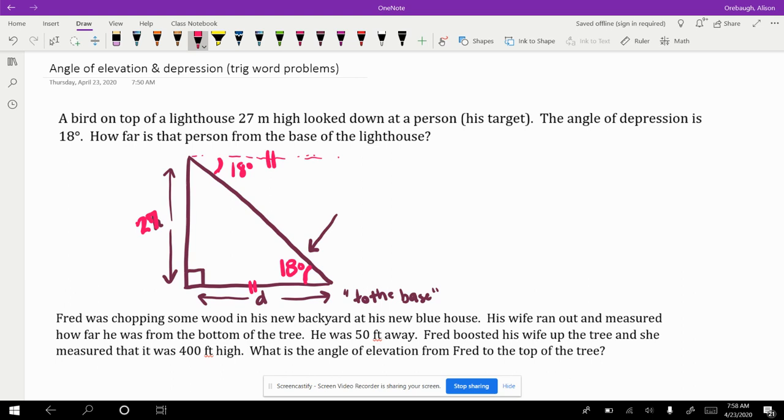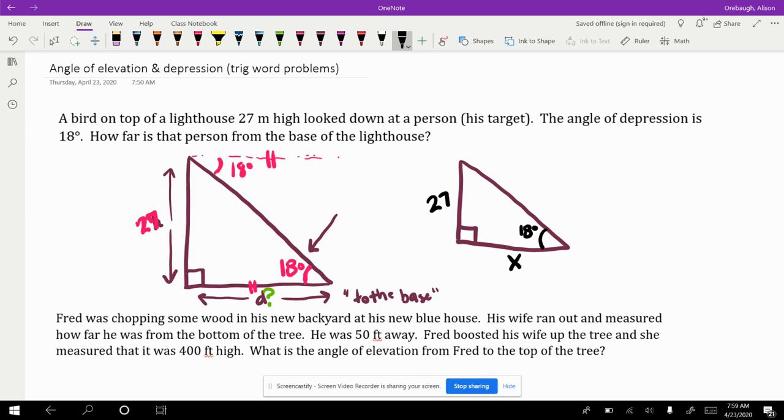Okay, so we have 27 here, we have 18 degrees, and then it says how far is that person from the base of the lighthouse? So what we're trying to find out is this right here. Let me redraw this so it looks a little bit better. It's basically the triangle we're looking at. We have a 27 right here, we have an X right here, and we know that this is 18 degrees.